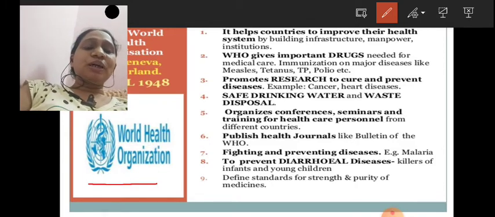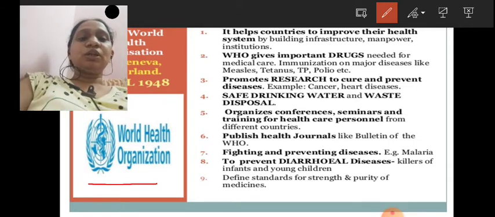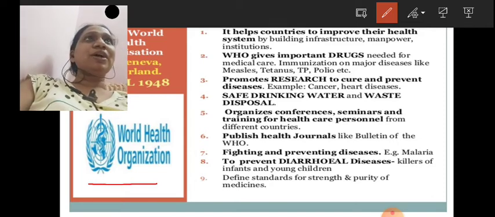And it also defines the standard for the strength and purity of medicine. So this is another important function done by the WHO, that it defines the standard of the strength.